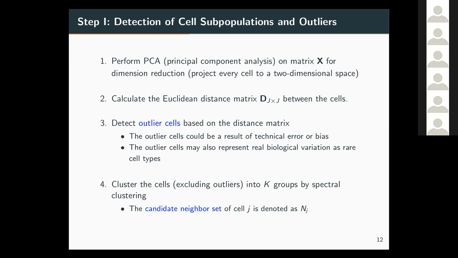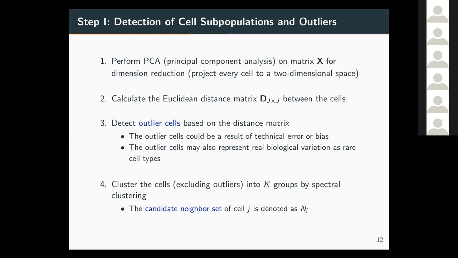What we mean by outlier cells are the cells that are far away from other cells in the distance matrix. The outlier cells could be a result of technical error or bias. The outlier cells may also represent real biological variation, such as rare cell types. For those outlier cells, we think we do not have enough information to impute their dropout, because they are not similar to other cells. So we cannot borrow information from other cells.